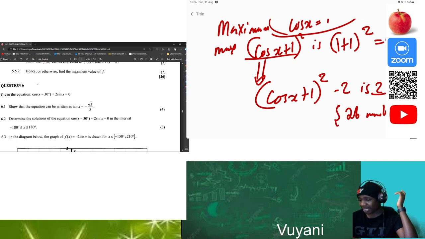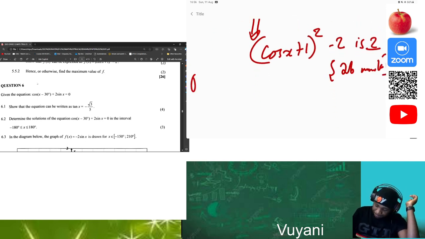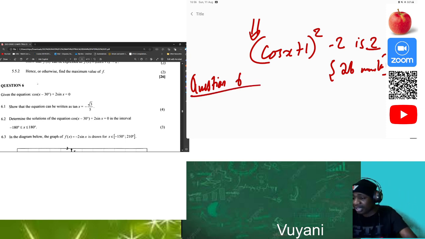Smart people, I guess. Now let's look at question 6. Last question on trigonometry. Given the equation cos of x minus 30 degrees plus 2 sine of x is equal to 0, show that the equation can be written as tan x is equal to negative root 3 over 5. Okay, that's 4 marks. That's hectic over there.